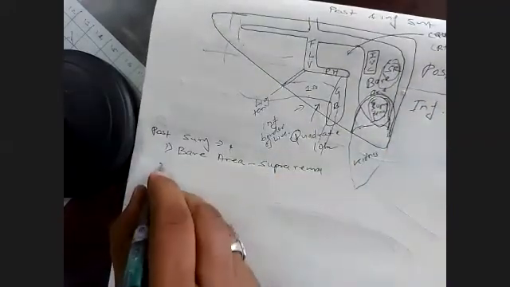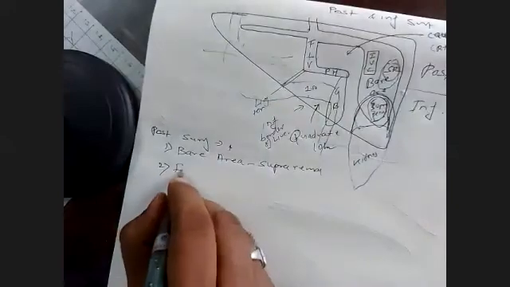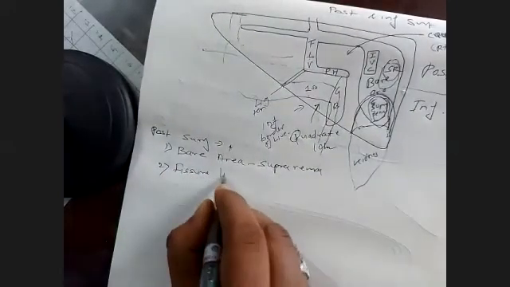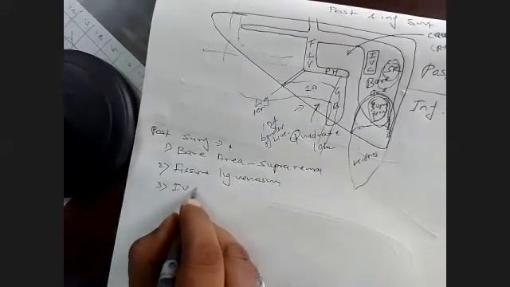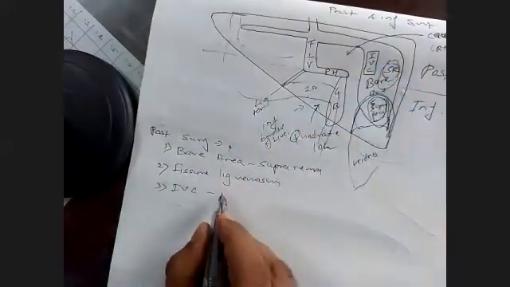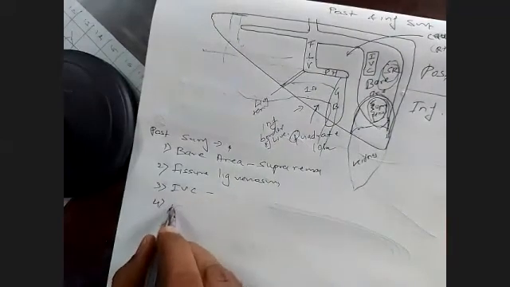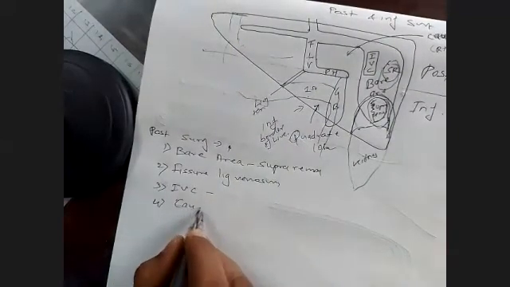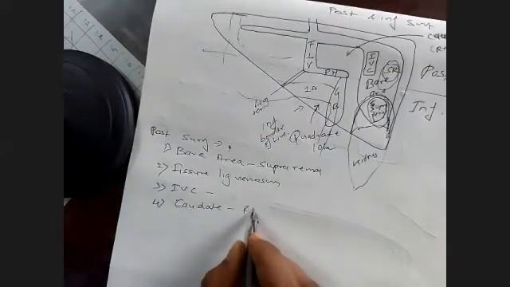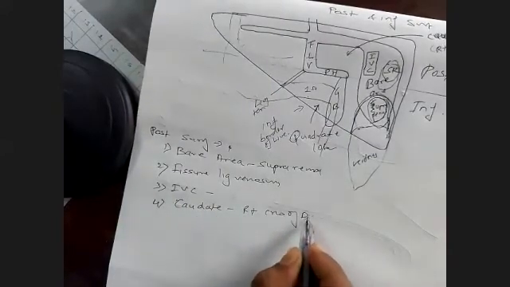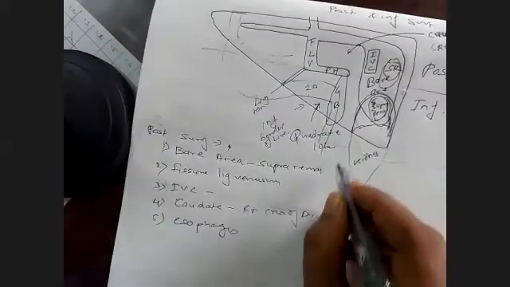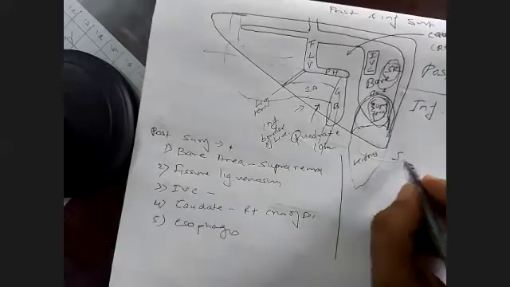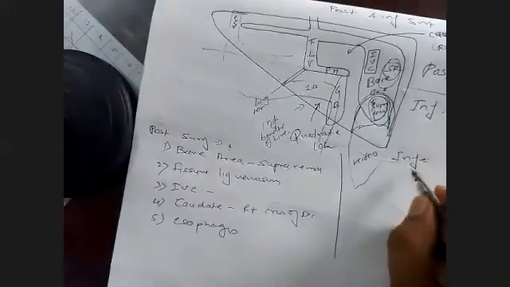1. Suprarenal. 2. Fissure for ligamentum venosum. 3. IVC. 4. Caudate lobe and right crus of diaphragm. 5. Esophagus.